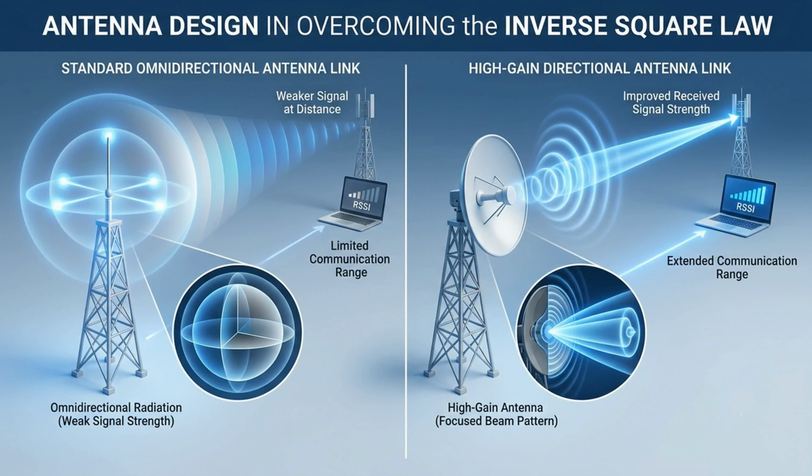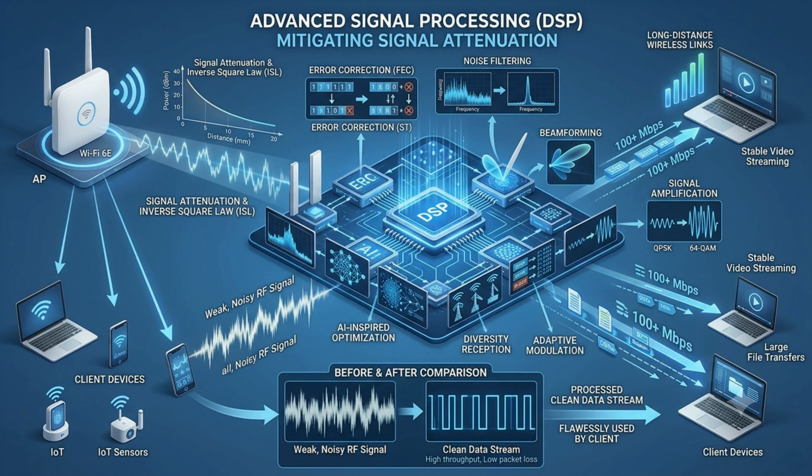Antenna design. The design of an antenna is critical in overcoming the limitations imposed by the inverse square law. High-gain antennas can concentrate RF energy in a specific direction, effectively boosting signal strength at the receiving end. Signal processing. Advanced signal processing techniques help reduce the impact of signal attenuation caused by the inverse square law, improving communication reliability over longer distances.